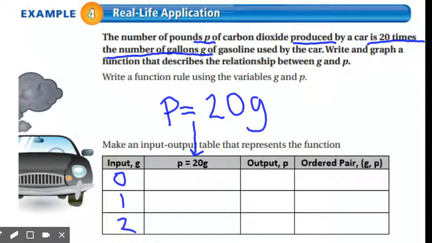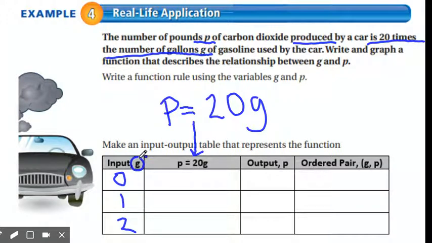All right. Now, at this point, if you feel comfortable, I would pause the video and try and fill in the rest of that input-output table, just like we did on example 3. Now if you don't feel comfortable doing that, or if you've already filled it in, you're checking your answer, here's what your table should look like.